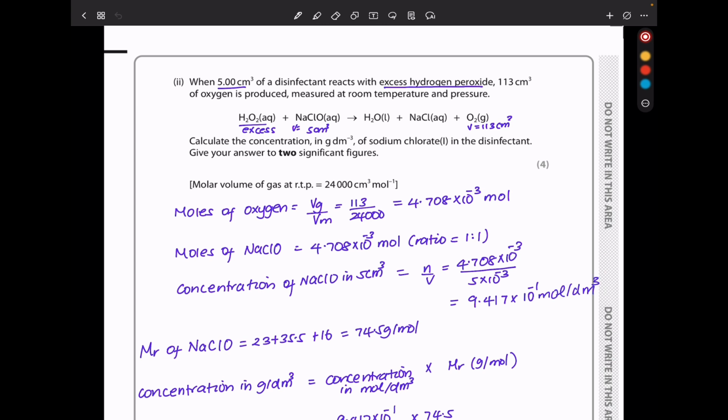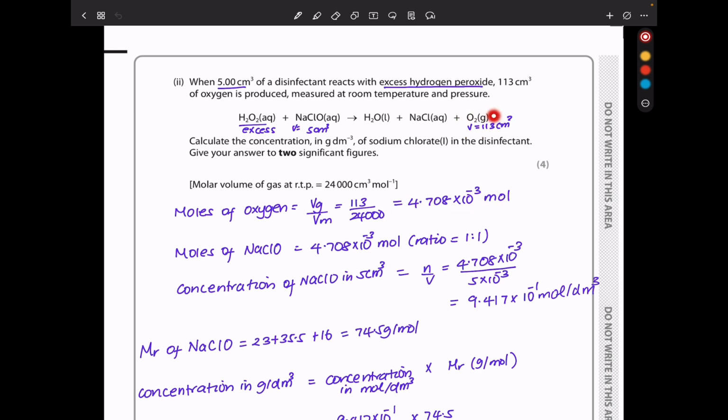I began by finding the number of moles of oxygen, which is volume of gas divided by molar volume, using these conditions here, RTP. So 113 divided by 24000 gave me that. These are the moles of oxygen here.